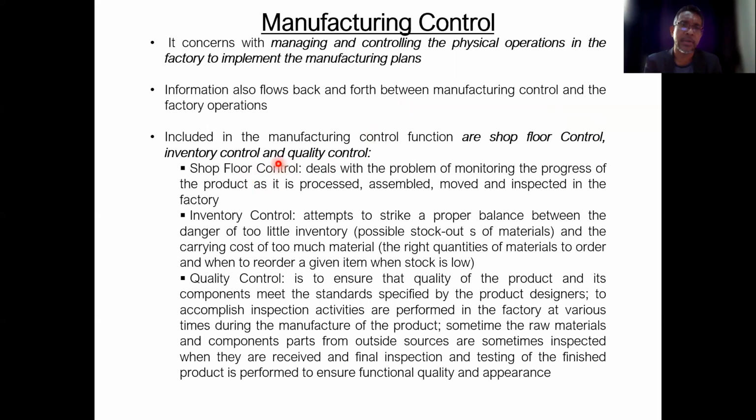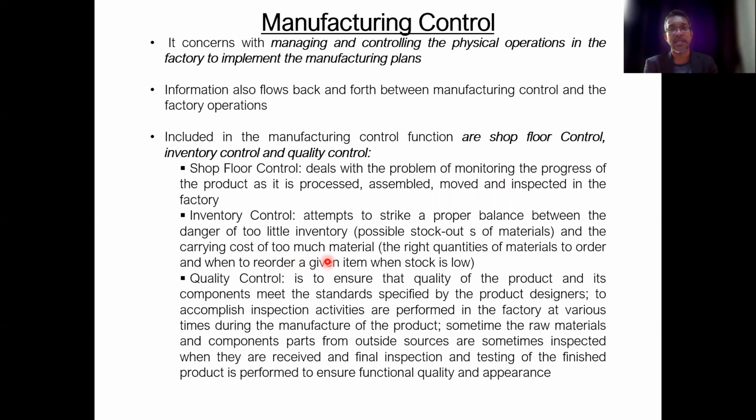And included in the manufacturing control function, there are shop floor control, inventory control, and quality control. They have three controls. For the shop floor, they deal with the problem of monitoring the progress of the product as it is processed, assembled, moved, and inspected in the factory. So they deal with monitoring the progress of the process on the shop floor. But one more, the most important ones are inventory and quality.